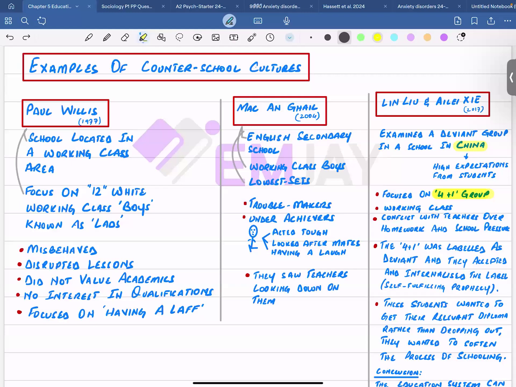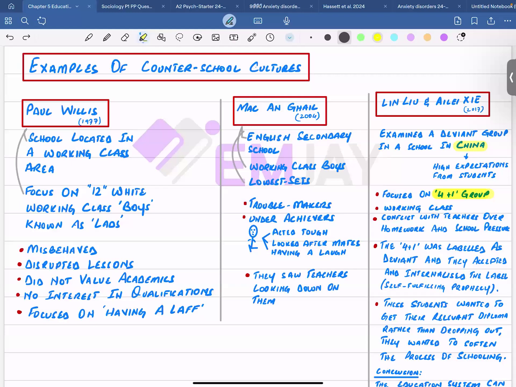In line with Paul Willis's research is another research that was conducted by Mac and Gale, and this is seen by many people as an updated version of Paul Willis's study, because this study was conducted in the year 2004. 2004 makes it about 20 years ago, but if you compare it with the study conducted by Paul Willis, that's almost 50 years ago. Now, what's new over here is this study that was conducted in China, by Lin Liu and Eli Ji in 2017. This is again a more recent example.